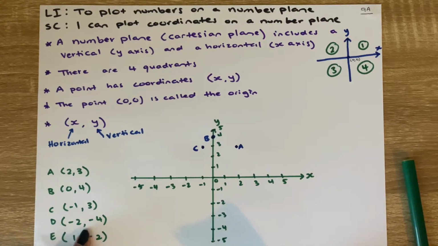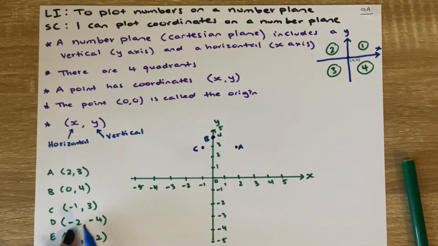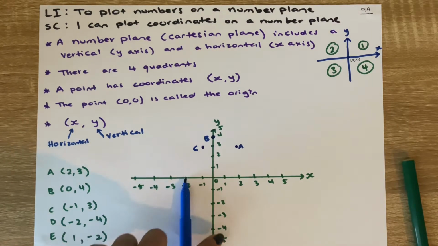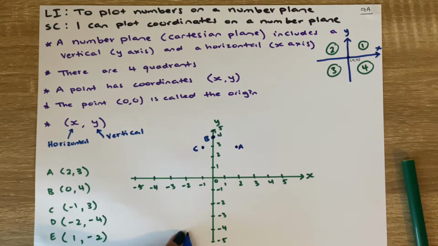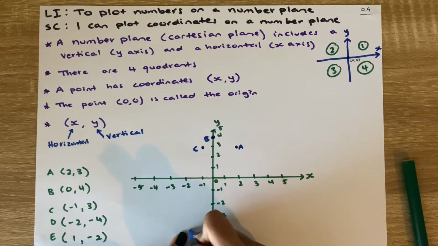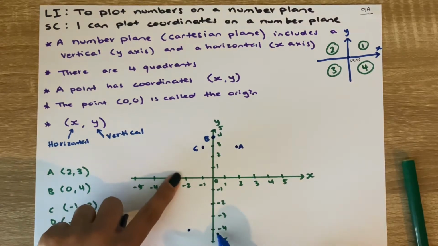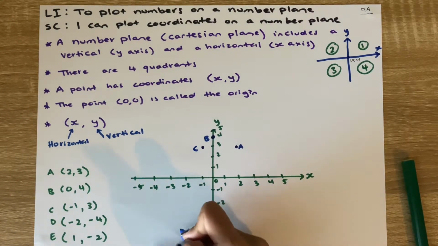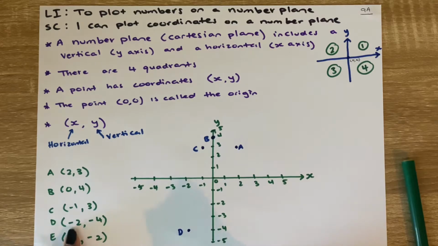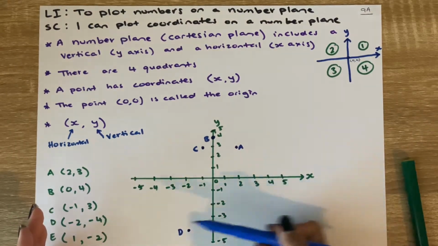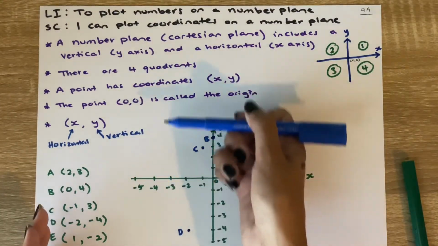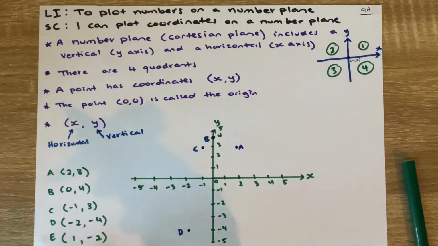All right, D is -2, -4. So our x value is -2. So we're going to go -2. And then our y value is -4. So we're going to go down to where -4 is. And that intersection occurs here. So -2, -4. We're going to call that our point D. Okay, so the way that I'm doing it is I'm looking at my x value first. So looking horizontally where I need to be, and then vertically where I need to go.